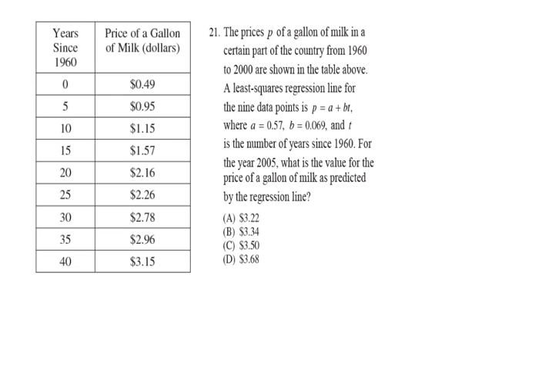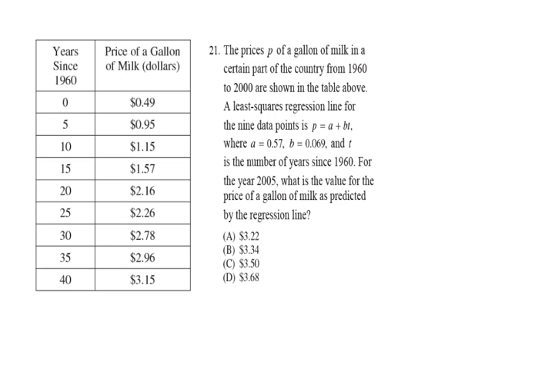That's a linear equation where T is going to give the number of years since 1960. A is 0.057, B is 0.069, and again T is the number of years since 1960. For the year 2005, what is the value for the price of a gallon of milk as predicted by the regression line? Now, assuming that you understand what all of this means here, the regression line is fairly simple.